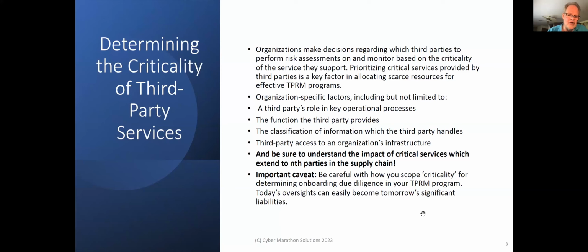The one caveat that I'll offer with that is that it's important that you consider how you scope your criticality. If you take too narrow a view and you miss some third parties who are critical for your organization, then you may find yourself in a position where you cannot effectively mitigate the risk that's associated with this. So that's something that you need to very carefully think about as you go about establishing criticality. Next slide.